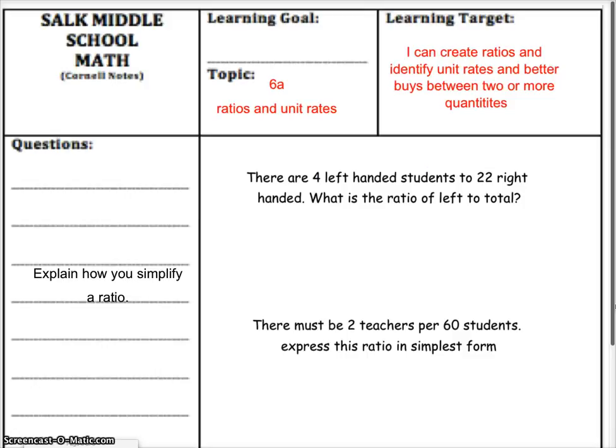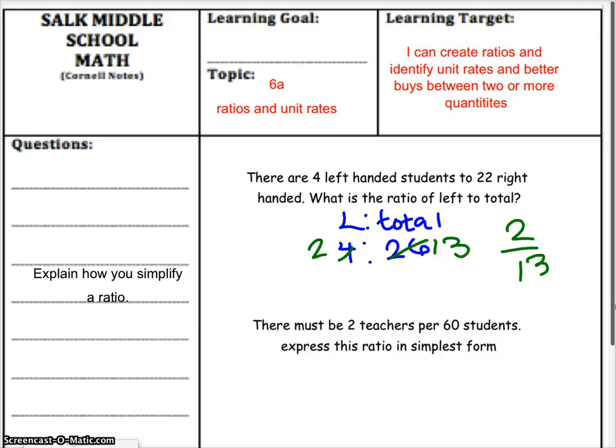There are 4 left-handed students to 22 right. What is the ratio of left to total? So I want left to total. Left is 4. Total kids is how many? 26, not 22. A lot of kids do 22. And then I need to simplify. 2 to 13. Remember, this is equivalent. I can go from colon to fraction. It's the same thing. Ratios are represented with the colon, the fraction, or the word "to."